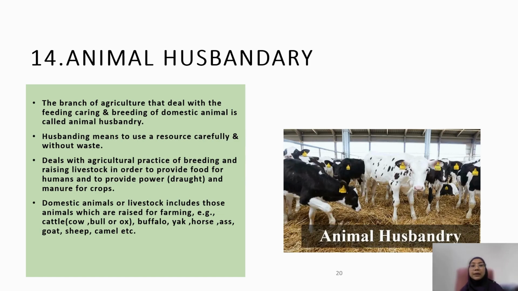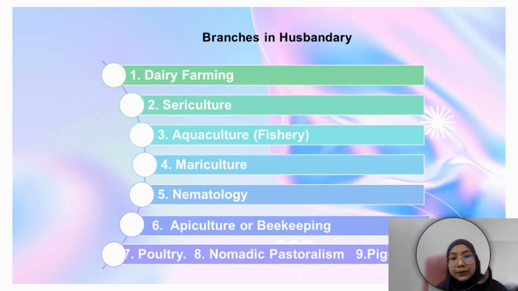So animal husbandry gives us a source of protein from meat. We can get wool from the skin, and also we can get milk from dairy farming. Okay, so the branches of husbandry include dairy farming, sericulture, aquaculture for fishery, mariculture, nematology, apiculture or beekeeping for honey, poultry, for example rearing hens, nomadic tourism, and pig.